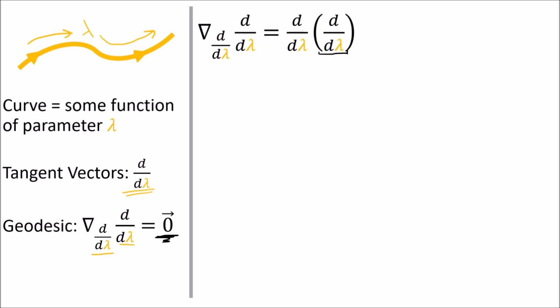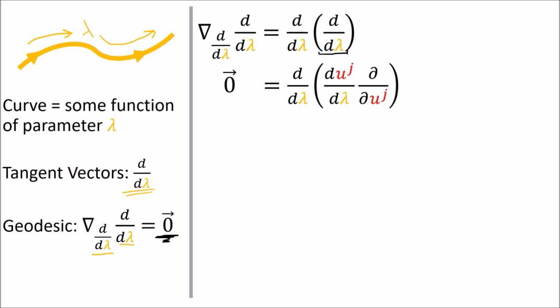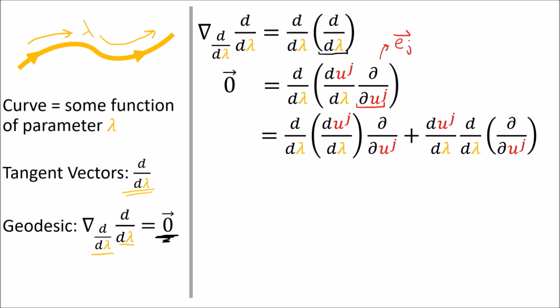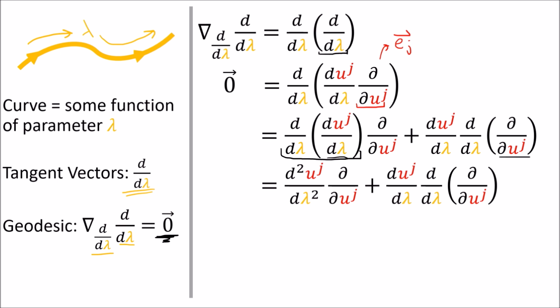Now we can expand d by d lambda out using the multivariable chain rule and write it as a linear combination of these basis vectors. And remember, these are defined as the e_j basis vectors. Now to take the derivative of this with respect to lambda, we need to use the product rule. So we get two terms, the first where we take the derivative of this, and the second where we take the derivative of this. Now, here we're just taking the derivative with respect to lambda twice, so we can rewrite it as a second order derivative like this.